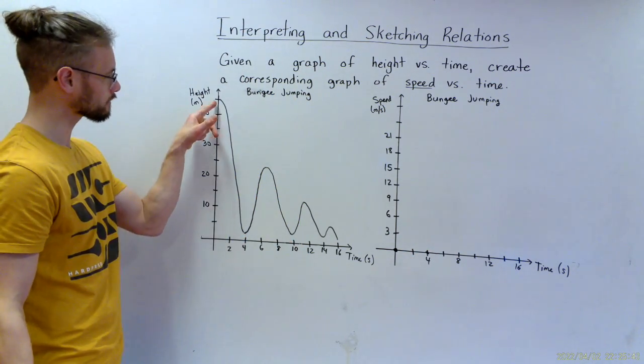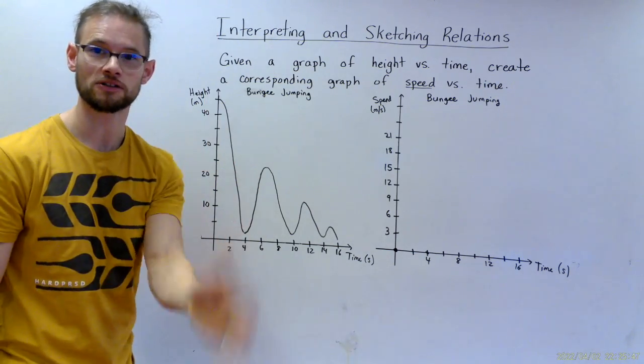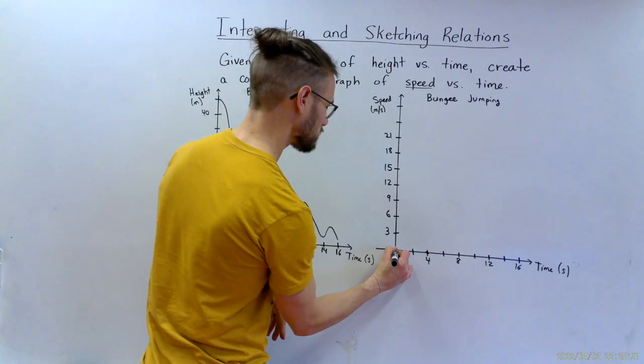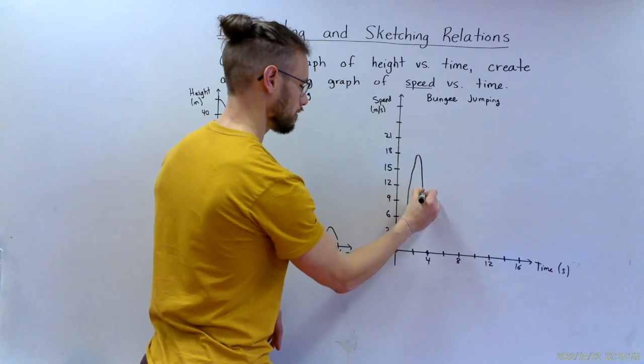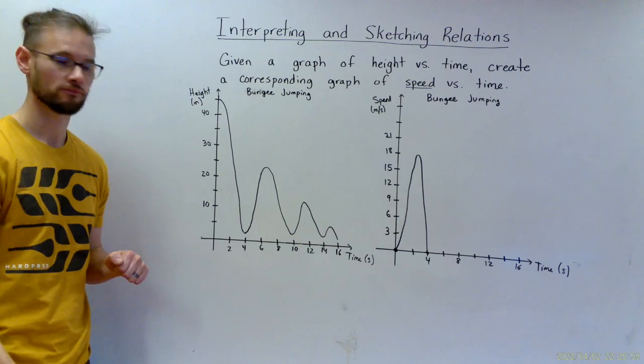Now what happens between 0 and 4 seconds? Well, I speed up really quickly, and then as the cord starts to pull on me, I slow down. So I said, let's say 18 meters per second, so I'm going to shoot up to 18 meters per second and then back down to 0. So that's my first loop.